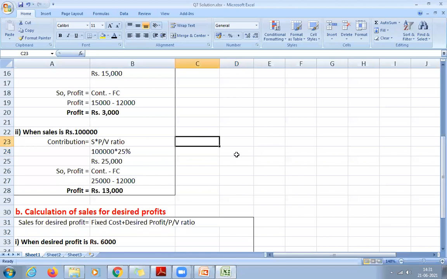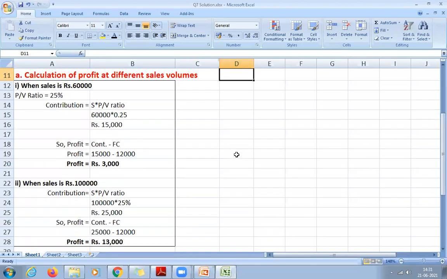So if they have 60,000 of sales, the profit they can earn is 3,000. Okay. And then if they have 1 lakh of sales, they can earn profit of 13,000. Now they can check how much profit they want to earn. Accordingly, they can increase or decrease their sales value. They can keep the sales target.